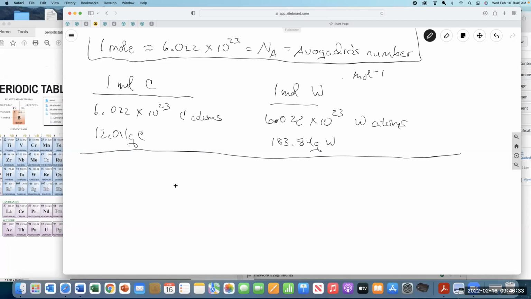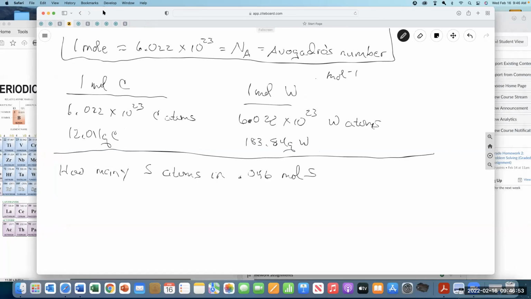I'm going to do just a handful of problems with this. So how about how many sulfur atoms in 0.046 moles of sulfur, all right? So this is just using your dimensional analysis. We want sulfur atoms as our unit, okay? And we're going to start with 0.046. Now Avogadro's number has 4 significant figures. It was determined experimentally.